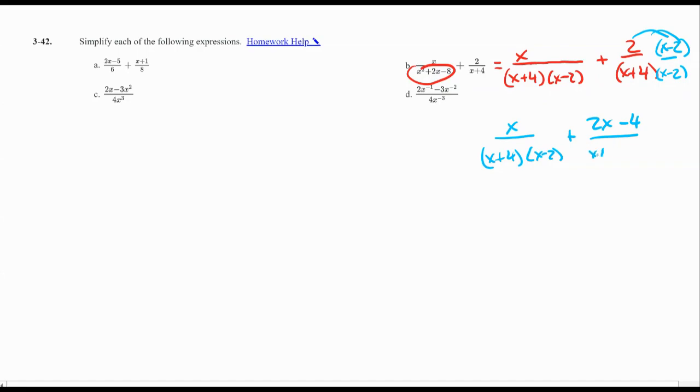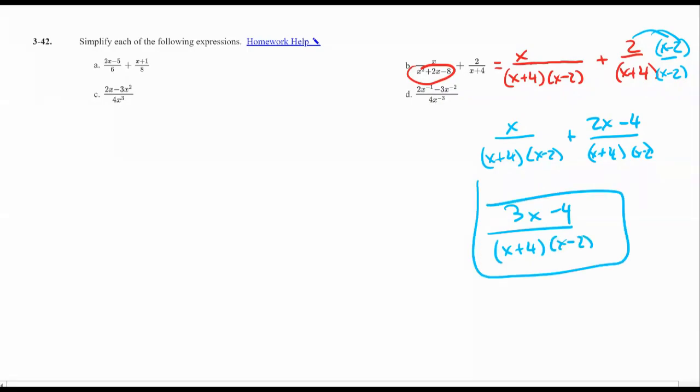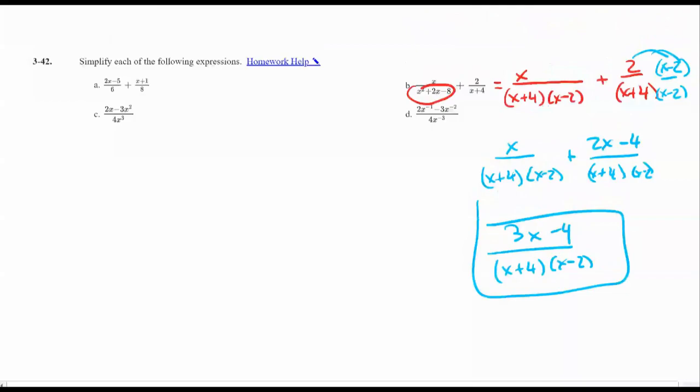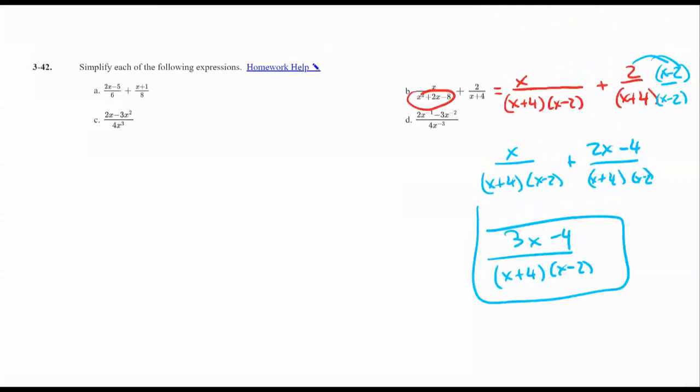And I got, combine like terms to get 3x minus 4 over x plus 4 times x minus 2. And so then I'm going to go ahead and, nothing I can factor there, so we're good to go.